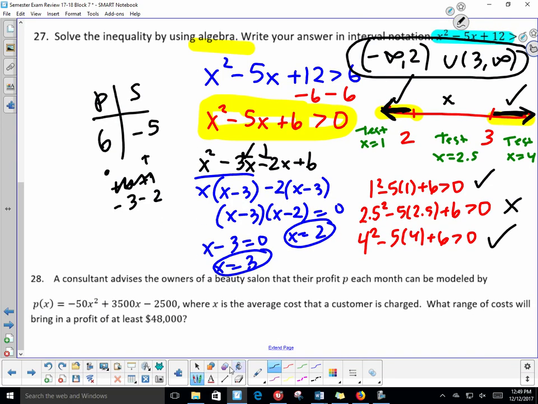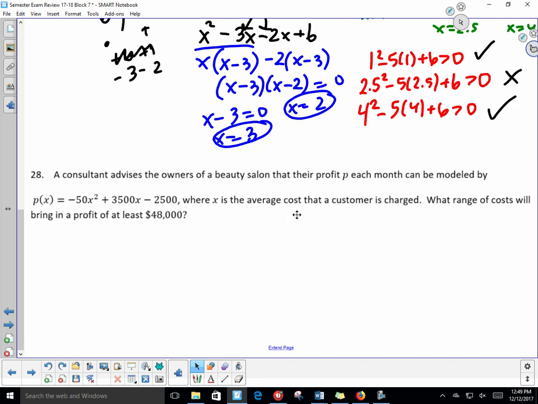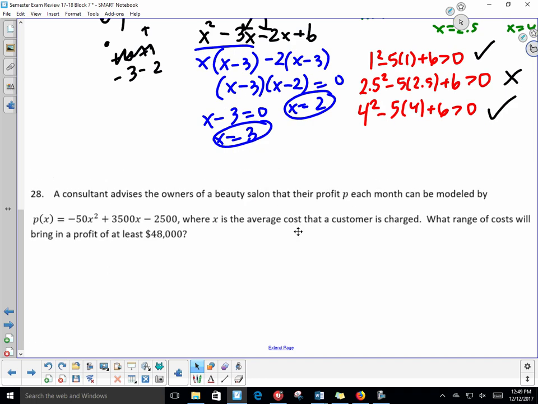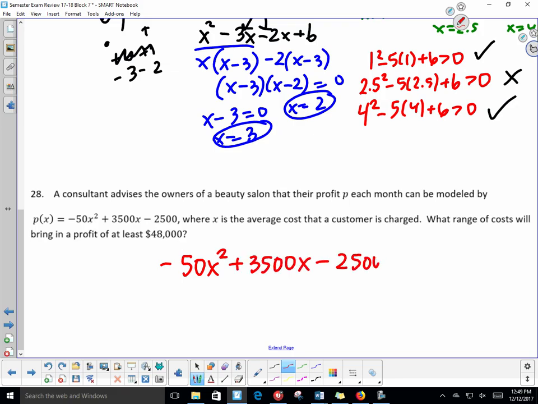Okay, let's try to power through and do this one last question because it's mostly a graphing one. You can do it. We need your calculators out. I have a consultant who has a beauty salon. Their profit is given by that equation. X is their average cost. What range of costs will bring in at least $48,000? So if I set this up, I want their equation to be at least $48,000. What inequality do I want to use to say I want my profit to be at least $48,000?